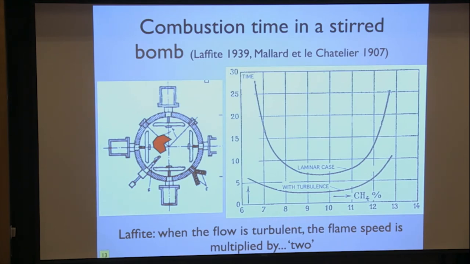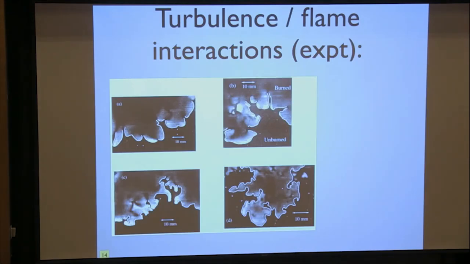Unfortunately, it will not always be 2. It can be 1.5, it can be 20. So the model cannot be to increase the flame speed by 2. That would be too simple. Now, what's happening inside the engine? We have great experimentalists. They can do laser sheets through a turbulent flame and show you what's happening. And this is what you see. This is the unburned gases. This is the burned gases. And what you see is a flame which is completely distorted by the turbulence.